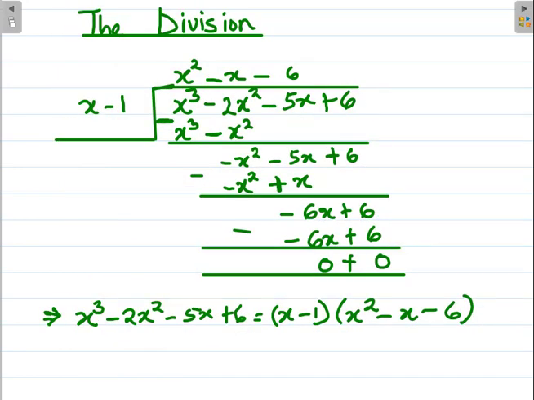Now look at the division. How is the division done? We have x to the power of 3 minus 2x squared minus 5x plus 6 to be divided by x minus 1. The first thing to do when you are doing polynomial division is to pick x to the power of 3 and divide by x. So x to the power of 3 divided by x is x to the power of 2. That is how we're able to get x to the power of 2 here.